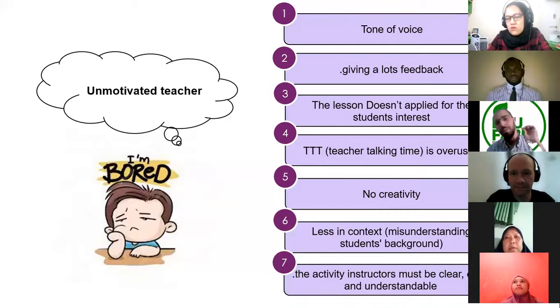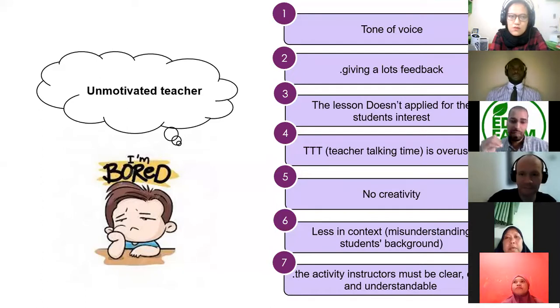So number 6, lack of context. The teacher must understand the students' background. For example, you give them a task that is not relevant to their level. If they have a low level, they won't understand you, they won't give feedback, they won't listen to you at all. So that's why you have to know more about their background in the language.